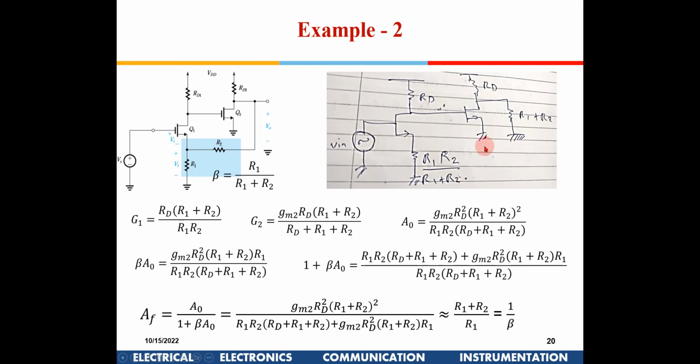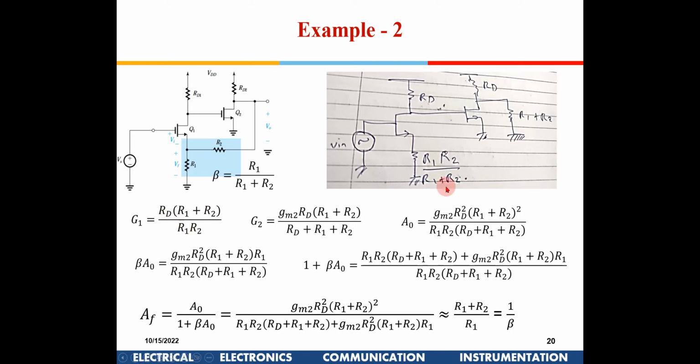Now this is a transistor. What will be the gain of the first stage? Simple equation. If I have RD and RS, what will be the gain? RD by RS, right? The most simplified is RD by RS. Yes, correct. So this is the first stage gain.